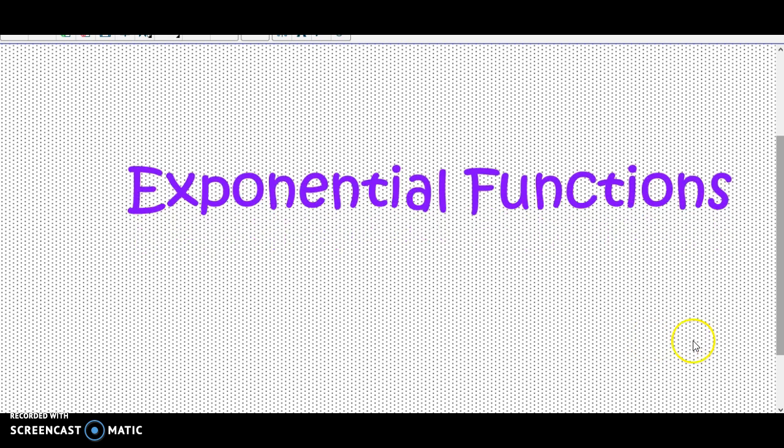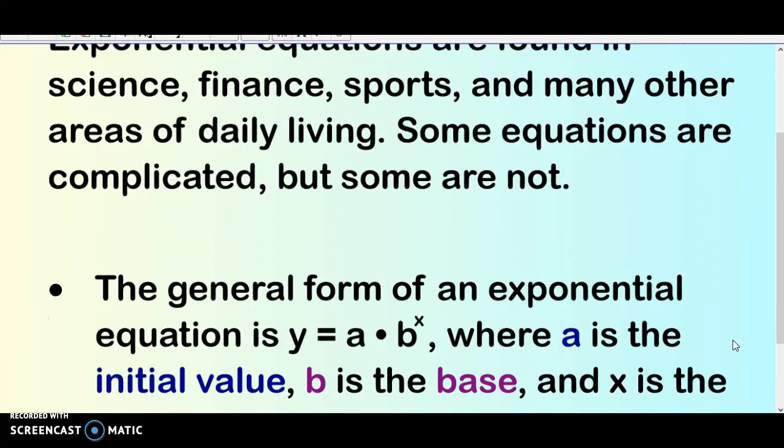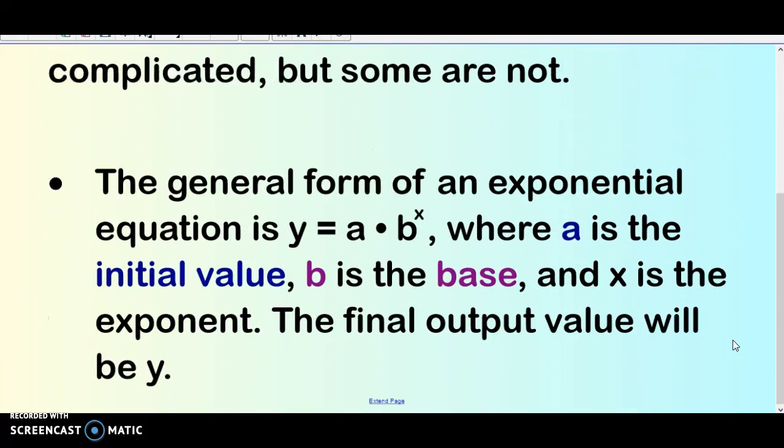All right, so with exponential functions, make sure you have the notes sheet in front of you to complete today's notes. Exponential functions, they're equations that have the variable in the exponent. Exponential equations are found in science, finance, sports, and many other areas of daily living. Some equations are complicated, but some are not. Now, the general form of an exponential equation is in the form of y equals a times b to the x power, and that's where our exponent is.